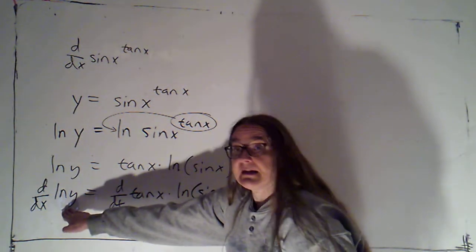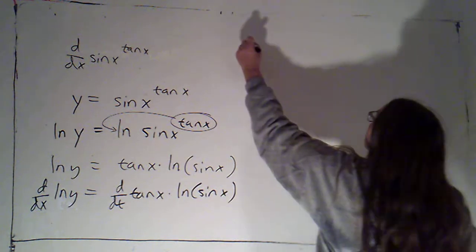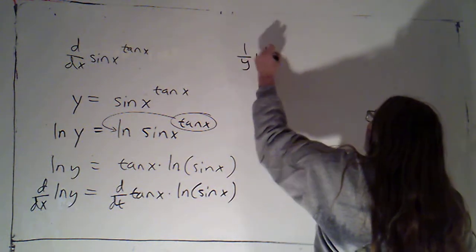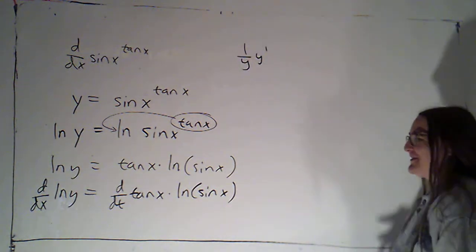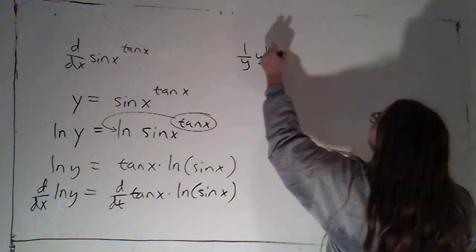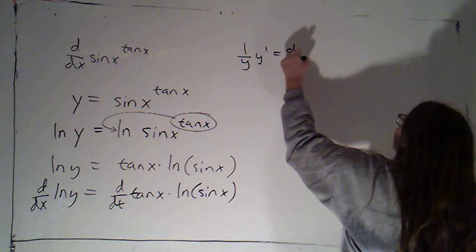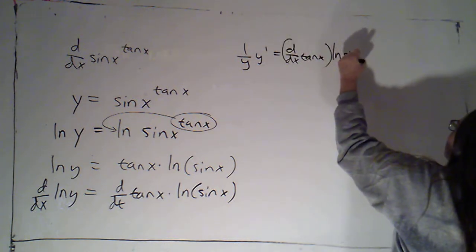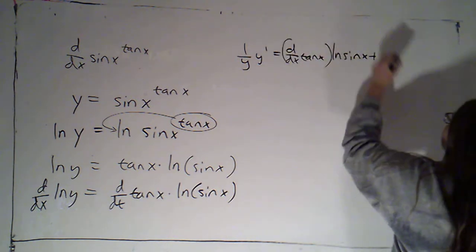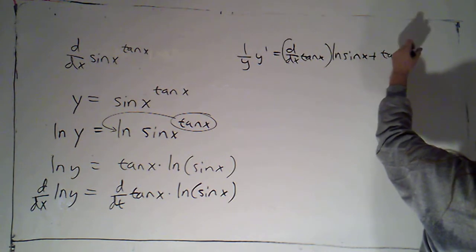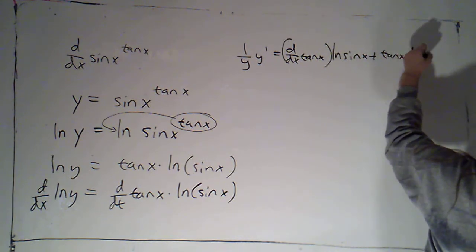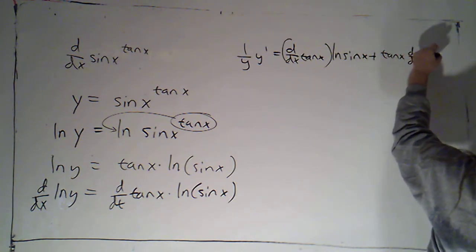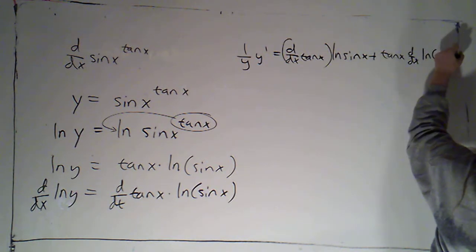Here, this is implicit differentiation. 1 over y, y prime. That's going to start to feel very familiar. Here, this is product rule. So we'll have the derivative of tangent of x times the natural log of sine x plus tangent of x times the derivative of the natural log of sine x.